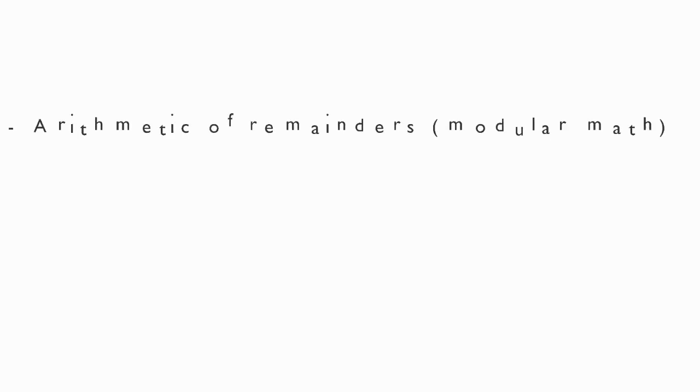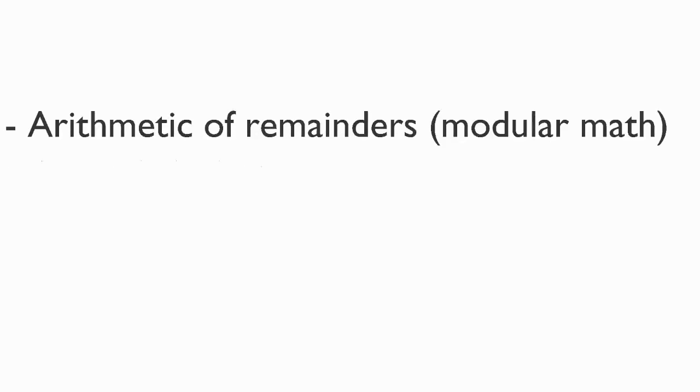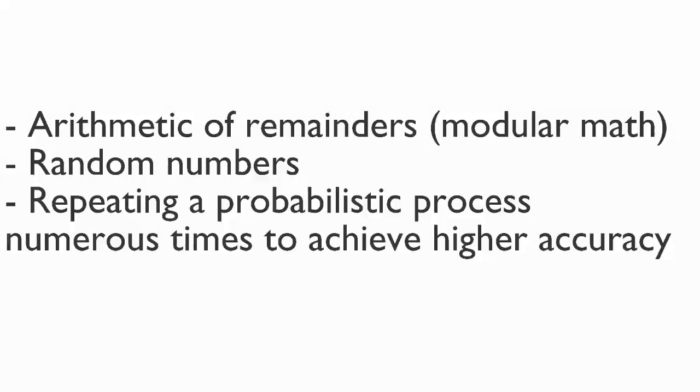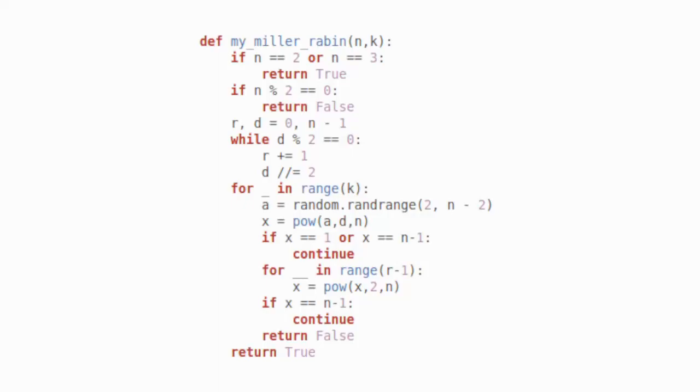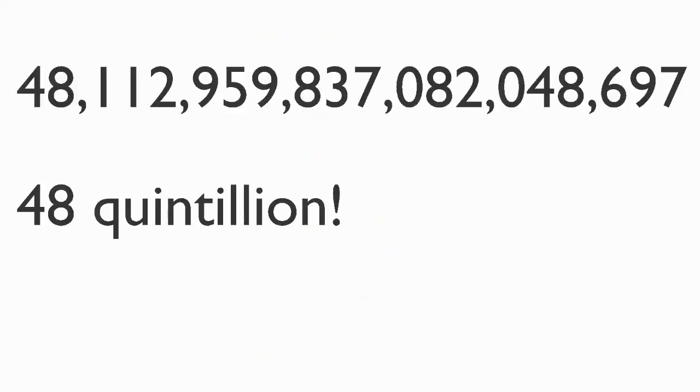So, what we've seen in this method is that it uses some unusual techniques. Arithmetic of remainders, modular math, random numbers, and repeating a probabilistic process numerous times to achieve higher accuracy. I programmed this Miller-Rabin primality test into a computer based on the published algorithm that I just explained. I tested a number that was 20 digits long to see if it was prime. 20 digit numbers are very big numbers. In our case, 48 quintillion. And it took my computer only a fraction of a second to get that answer.